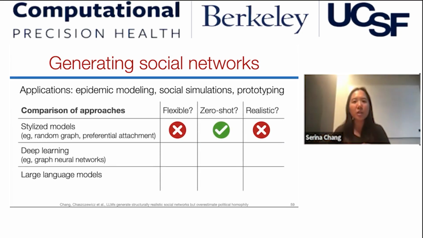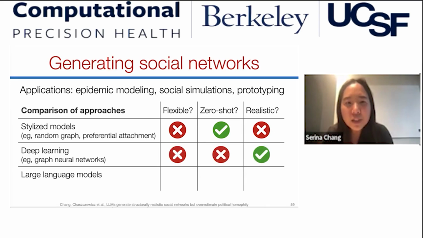And so prior work on generating social networks, one common approach is using stylized network models like random graph models or preferential attachment. And these models are quite useful, but they often aren't that realistic. On the other side, you can do deep learning. And so like you can use a graph neural network. And the way this usually works is you give it a large number of observed networks. And from those observations, it learns how to generate the next network. So these are quite realistic, but they're no longer zero shot, meaning they need a large amount of data in order to train the model.